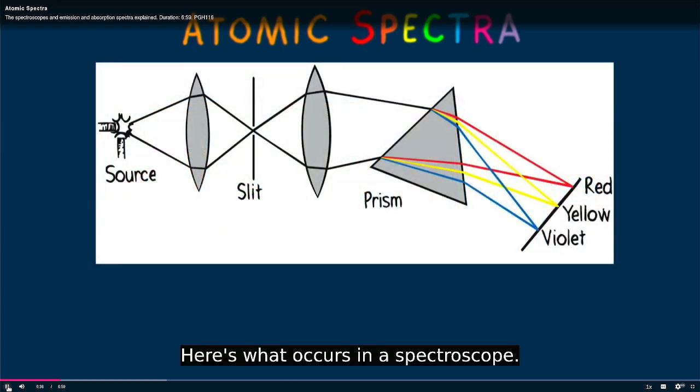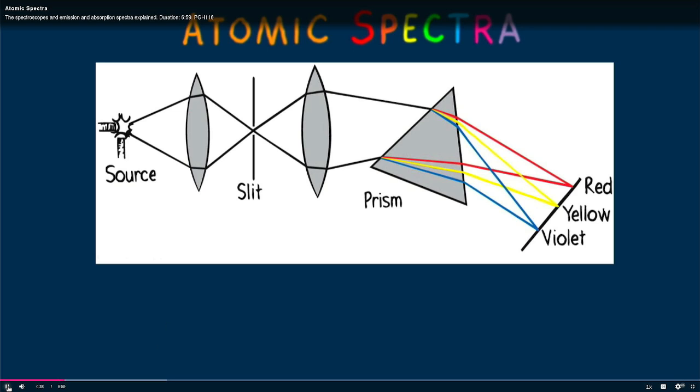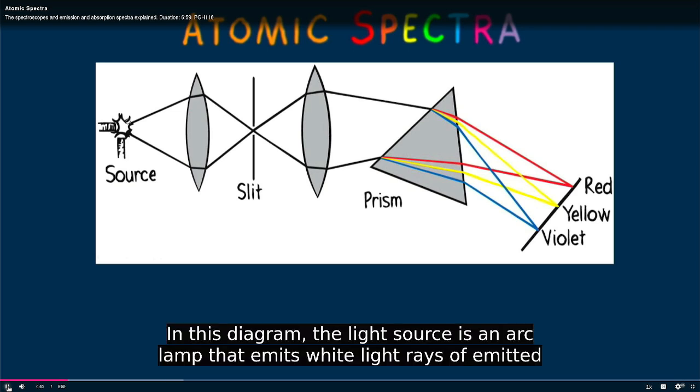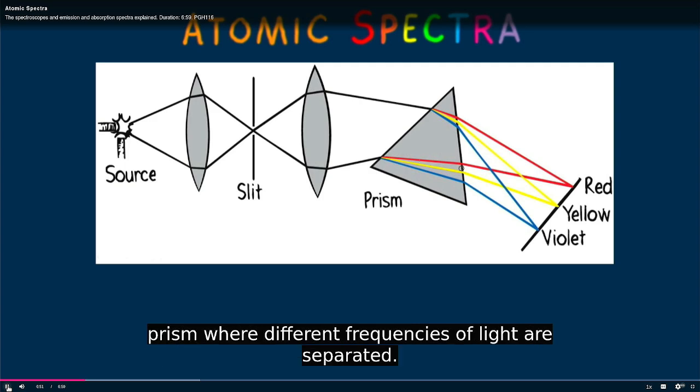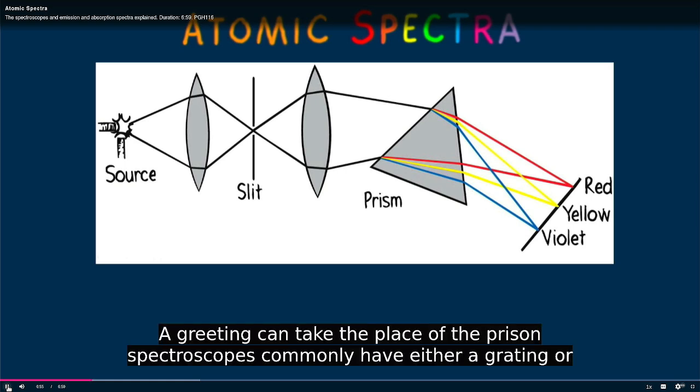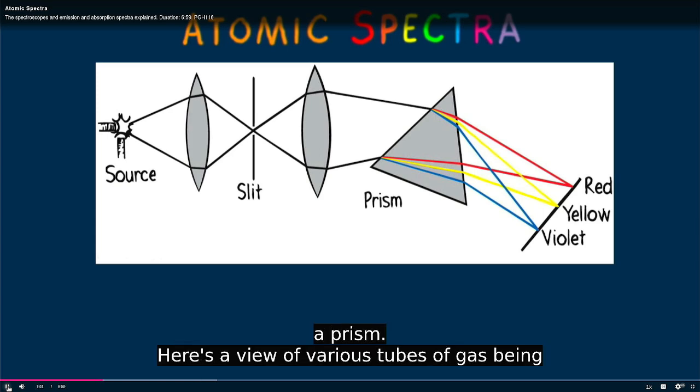Here's what occurs in a spectroscope. In this diagram, the light source is an arc lamp that emits white light. Rays of emitted light pass first through a lens, then through a thin slit, through another lens, and into the prism where different frequencies of light are separated. A grating can take the place of the prism. Spectroscopes commonly have either a grating or a prism.